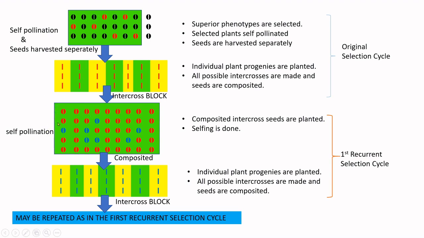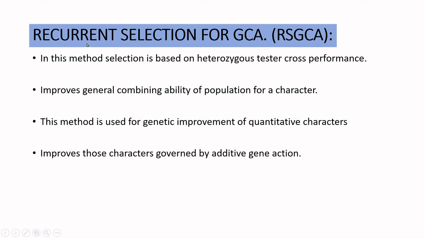From there we again select superior phenotypes, self-pollination is done, and seeds are harvested separately. Then the superior harvested seed is grown in individual plant progenies, and random mating or crossing among them is facilitated in intercross blocks. So this cycle may be repeated once, or it may be repeated several times. It depends on the need of the plant breeder and the situation. When the plant breeder gets a sufficient amount of genetic variation, he can stop, or he can continue until he gets the desirable genotype.